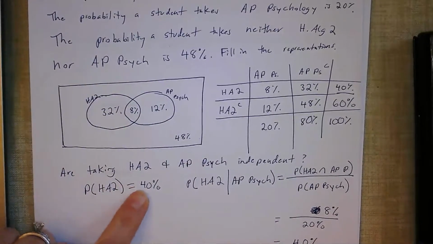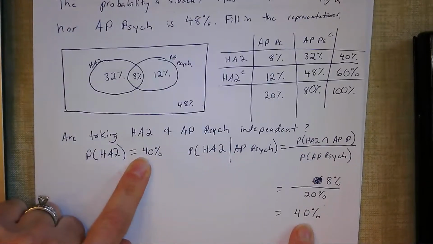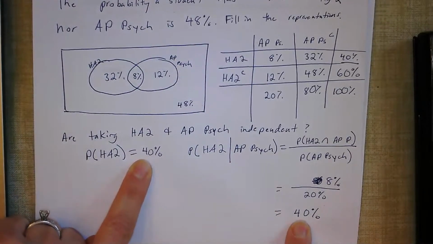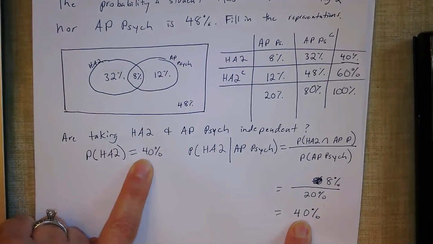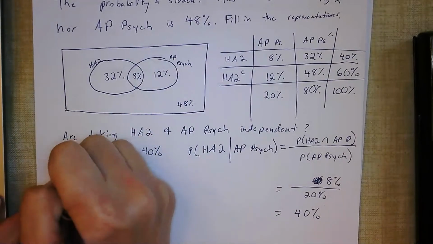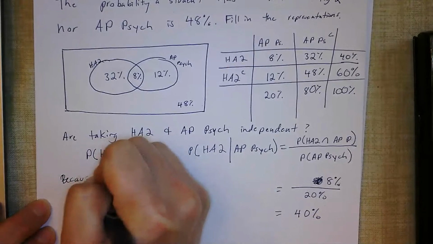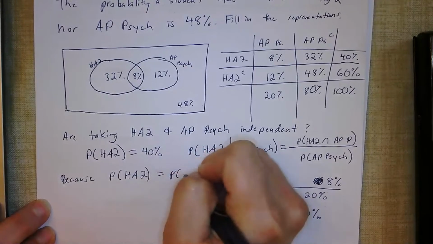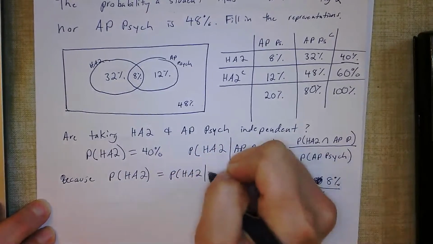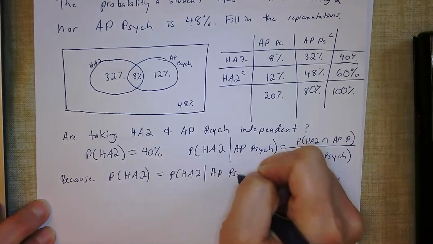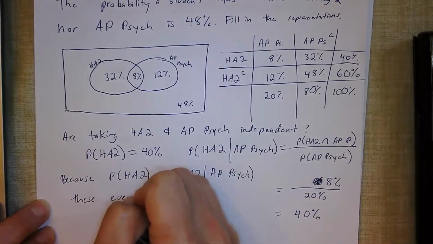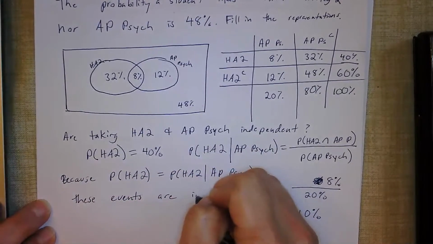Now, that's exactly the same. They're exactly the same. That means knowing that someone takes AP Psych has absolutely no effect on the probability that they're taking Honors Algebra 2. So I can say because the probability of Honors Algebra 2 equals the probability of Honors Algebra 2 given AP Psych, these events are independent.